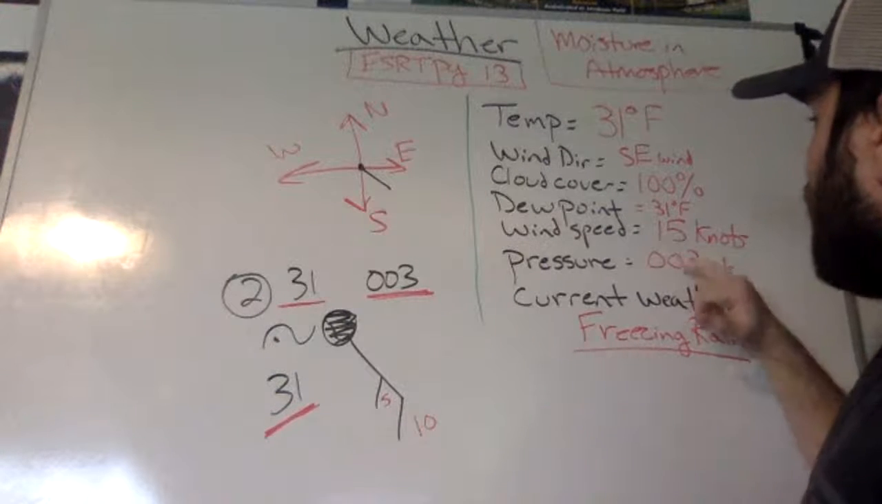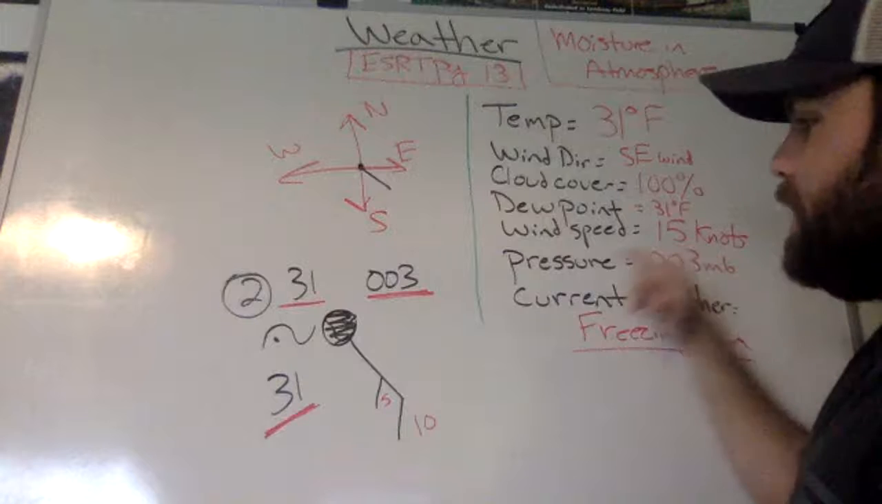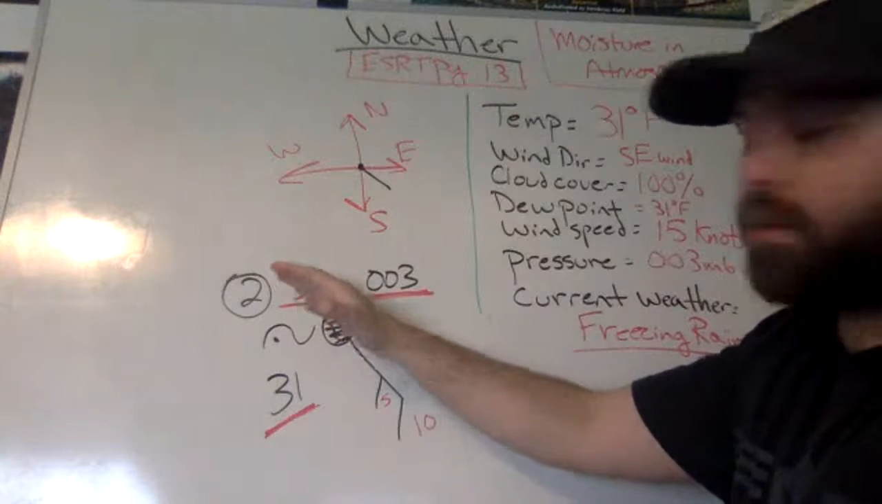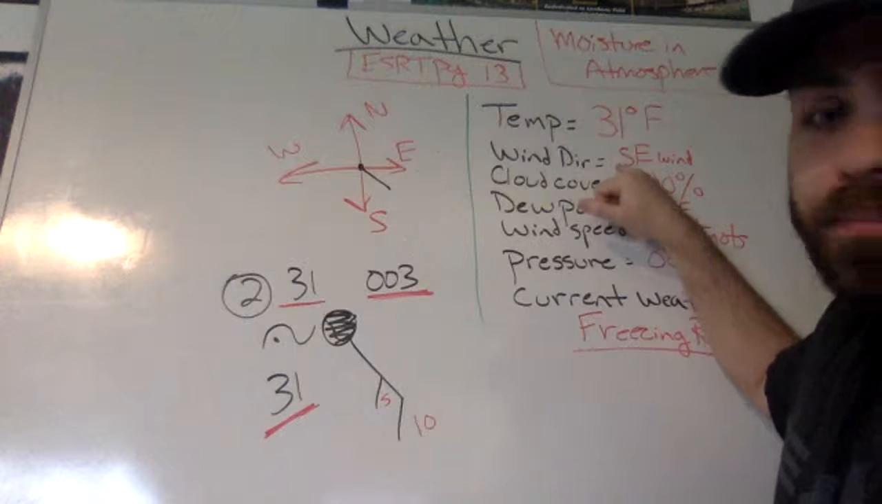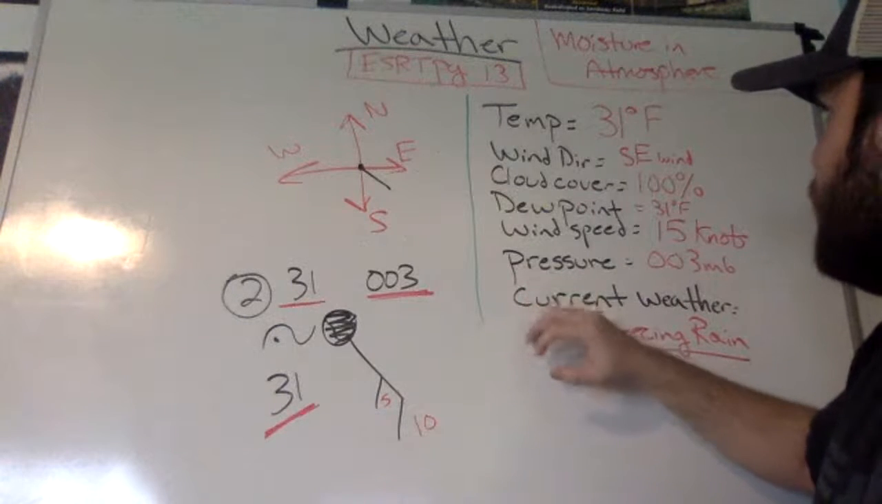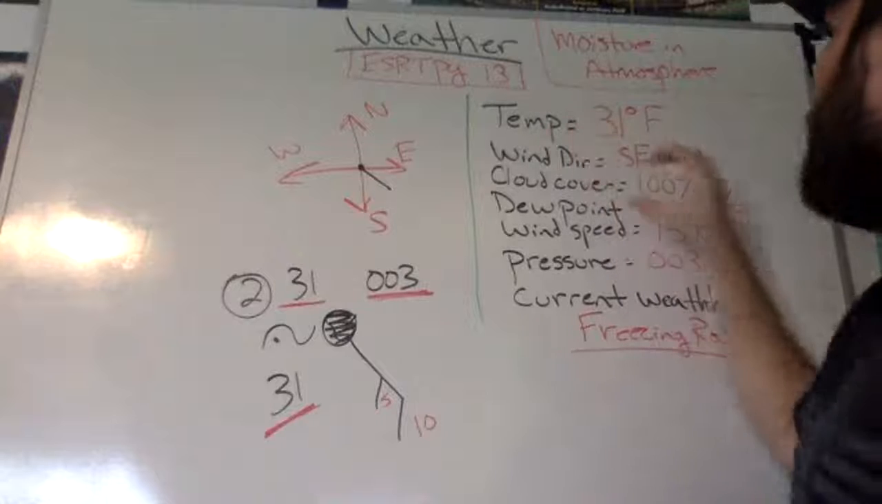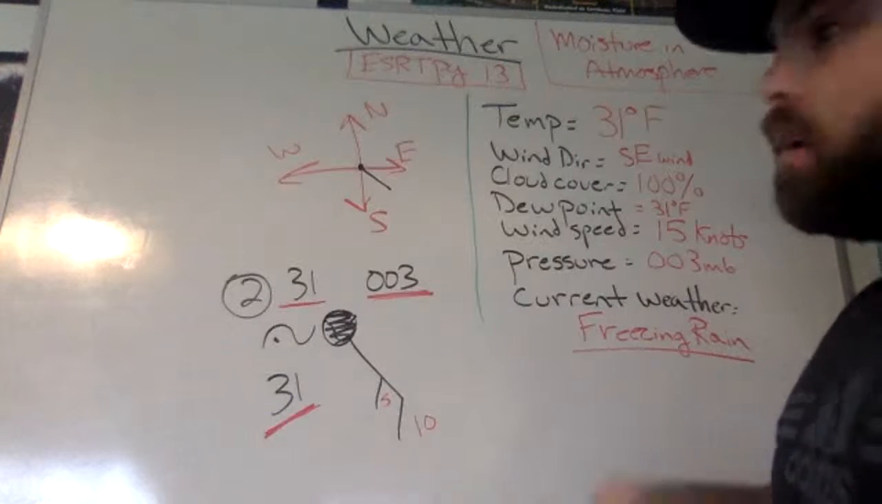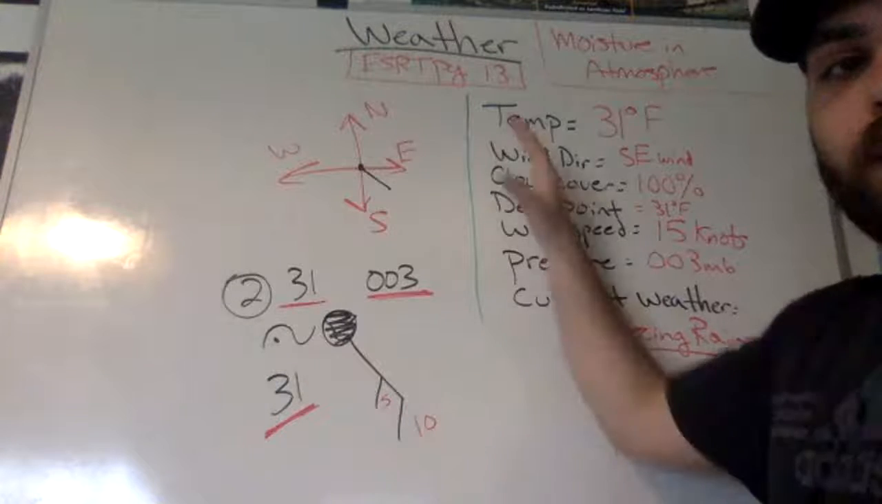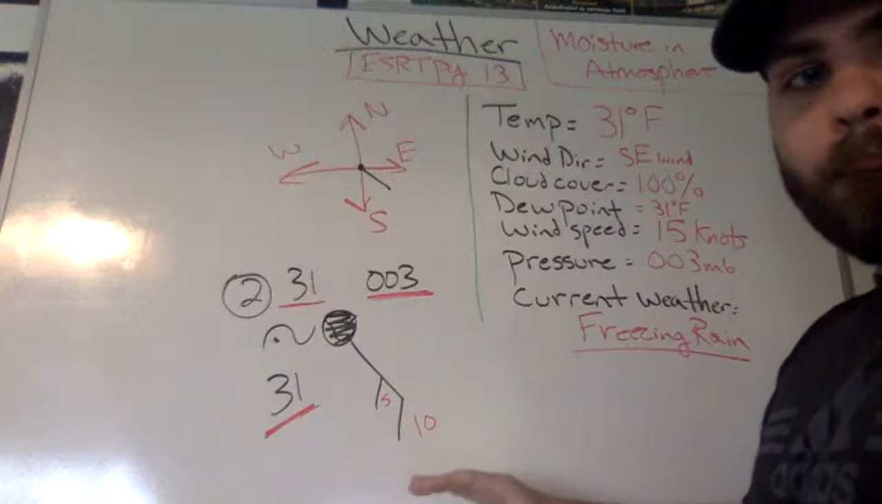All right. 15 knot winds. Okay. Wind direction. It's coming from the southeast. And the dew point and the temperature are relatively close. They're the same, okay? Does anyone have any questions on this one that we just went over?